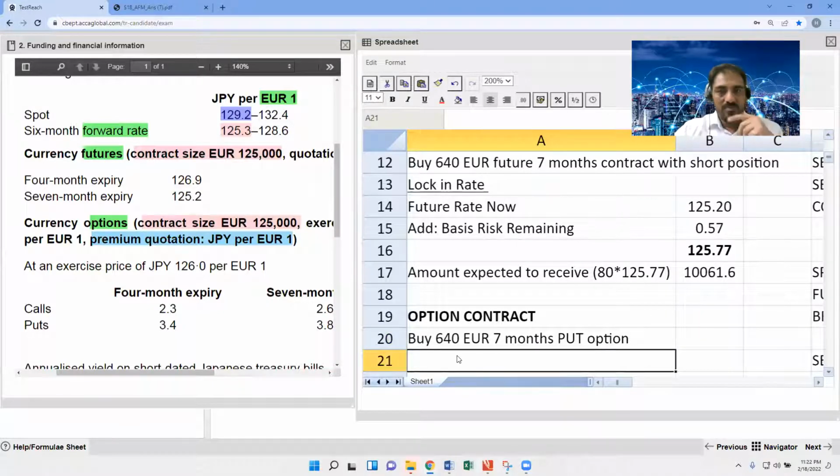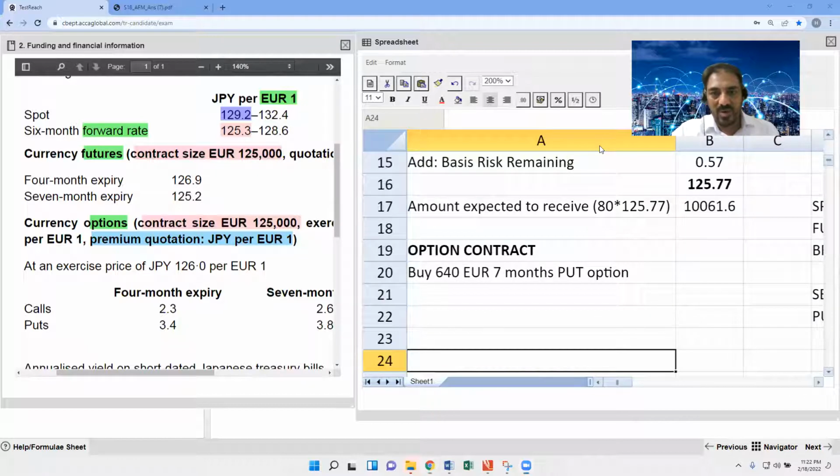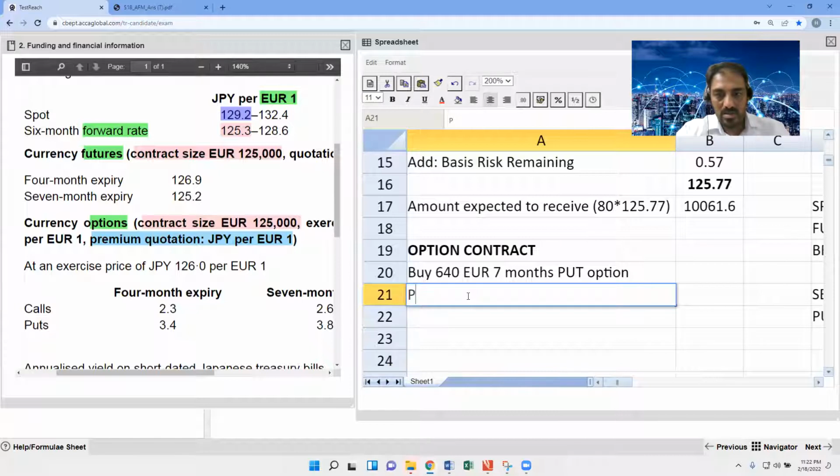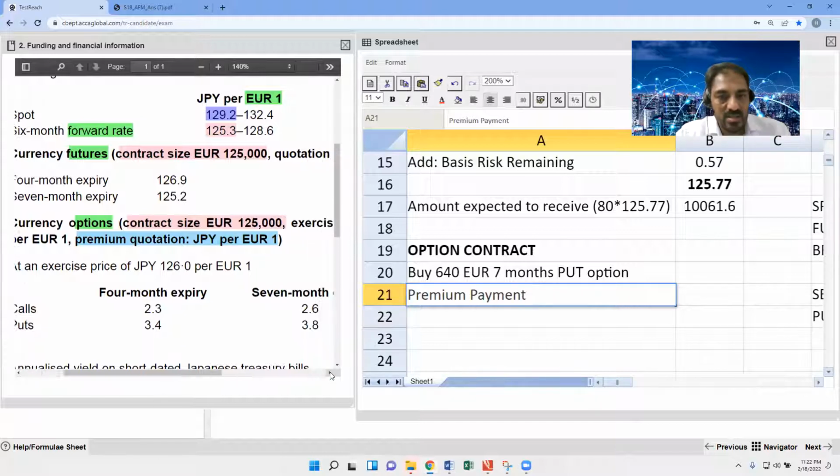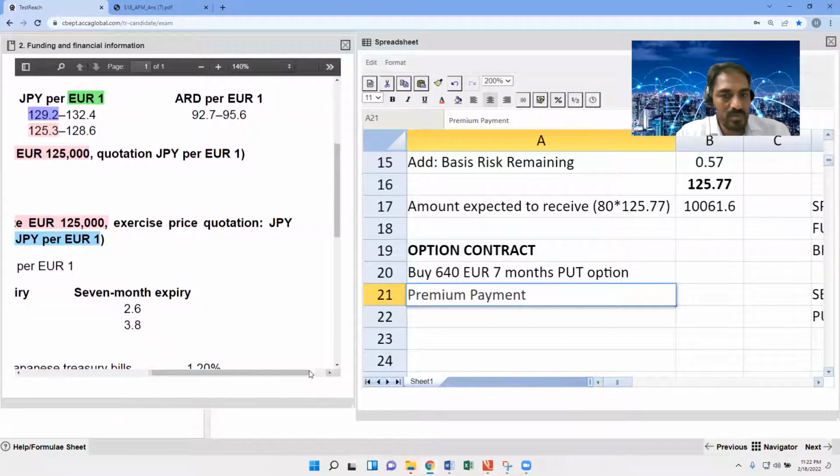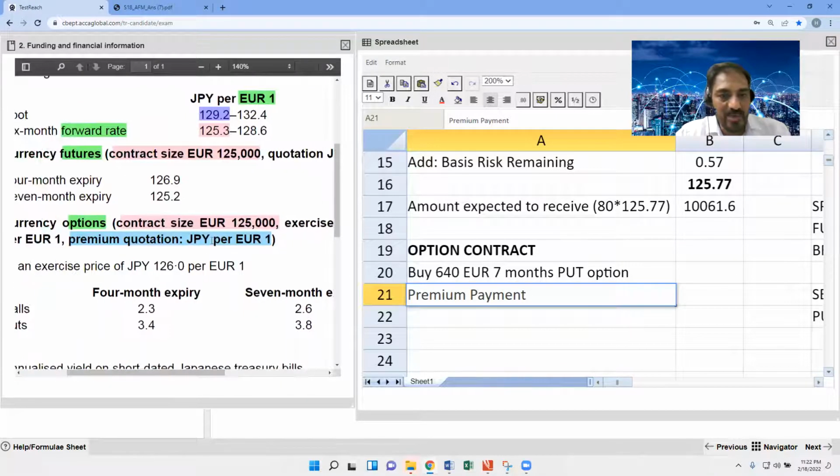So number 2, another very important thing, the premium. The premium payment is made upfront, and the premium here is available with the JPY.